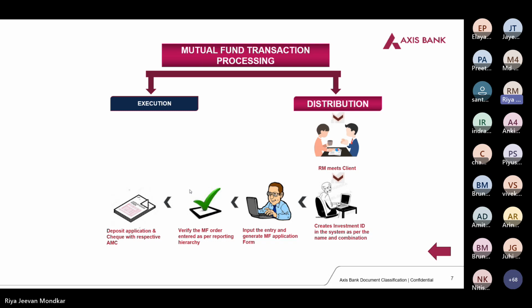So then for revenue, you have to go back to the mutual fund team and take the approval stating that my supervisor has not approved the transaction. So please give me the approval for revenue.